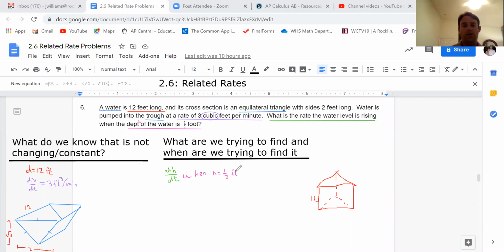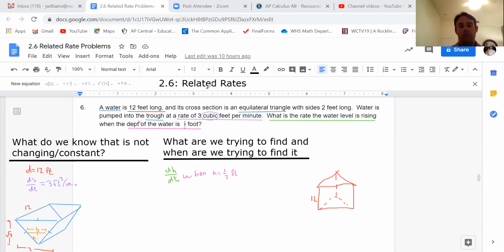All right, so let's take a look at this volume. Now, the hard part here is that as the water level goes up, it's going to form other triangles along the way, right? And these triangles, like we saw on the cone, are going to have the same similar relationship to our big triangle. So the base and the height will still be in the same proportion.